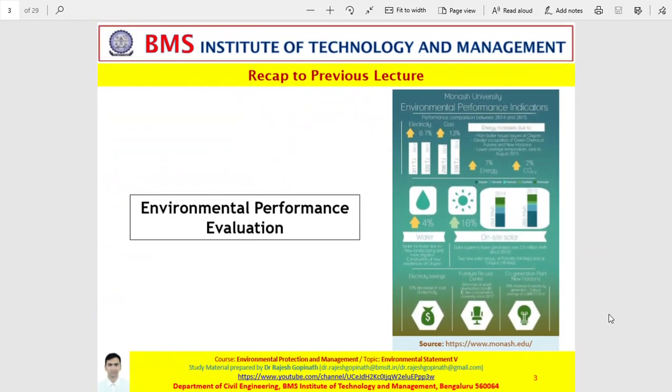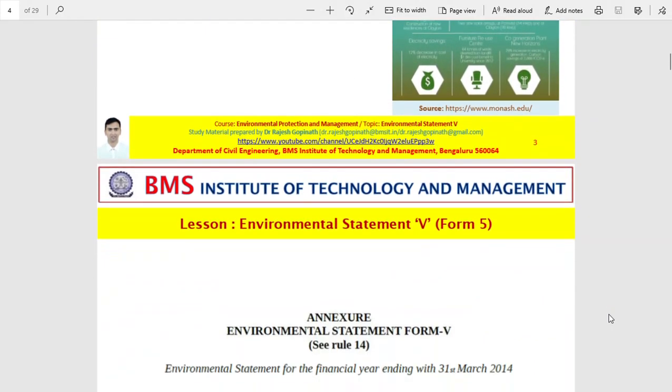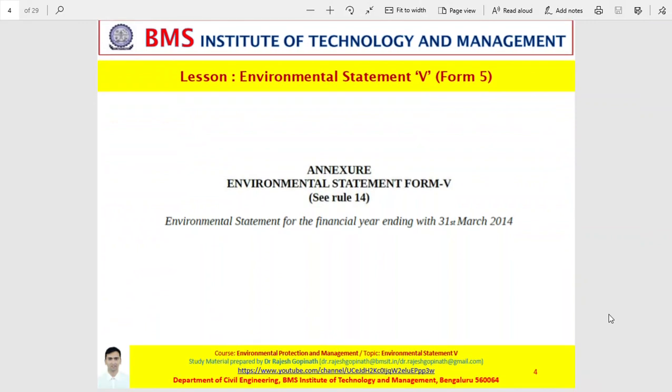Last class we had learnt about environmental performance evaluation. If you recollect, we had spoken about performance indicators and their importance in terms of comparison between the past and the present requisites. Today, as can be seen in slide 4, we shall be discussing about Environmental Statement 5, that is also called as Form 5.